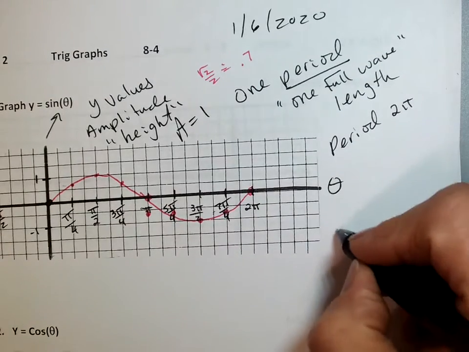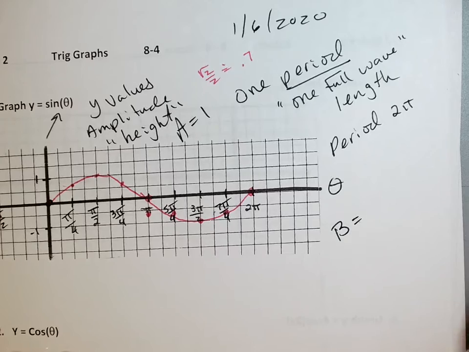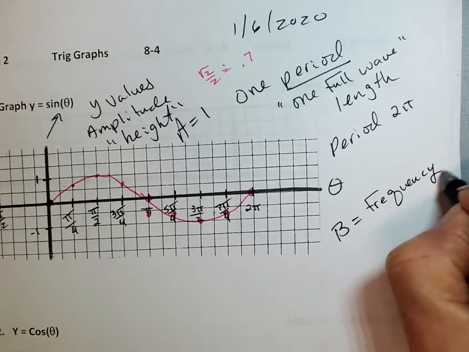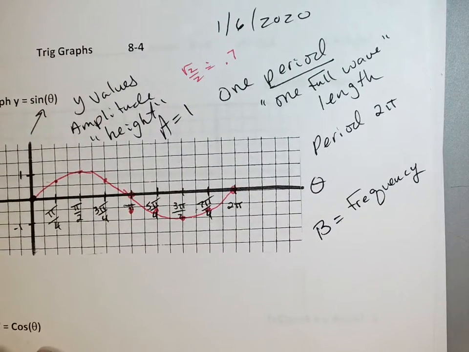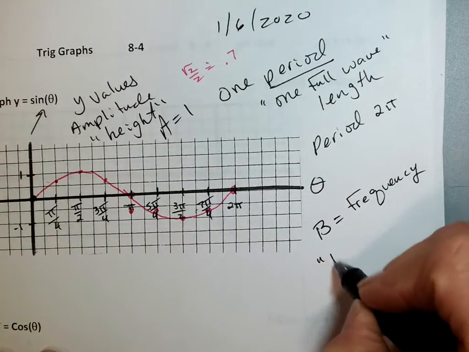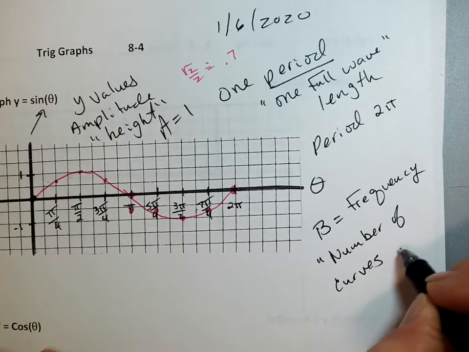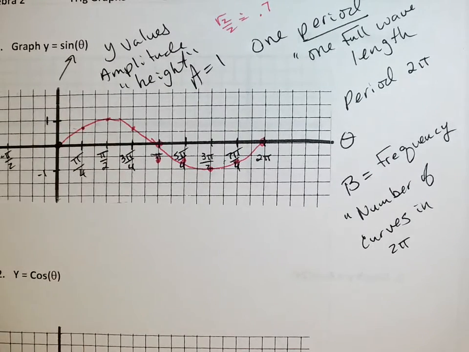So we're going to call B our frequency. And the frequency is simply the number of curves that we see in 2 pi, okay? Frequency. So when they talk about frequency, they're talking about number of waves. Frequency is like how many. Does that make sense? You guys have heard that in other classes, like in English class about frequency or something? It's like how many, or in a science class, how many, right? So if I take a look at this curve, I have 1. Frequency of this curve is 1 because I have 1 curve in 2 pi, right?